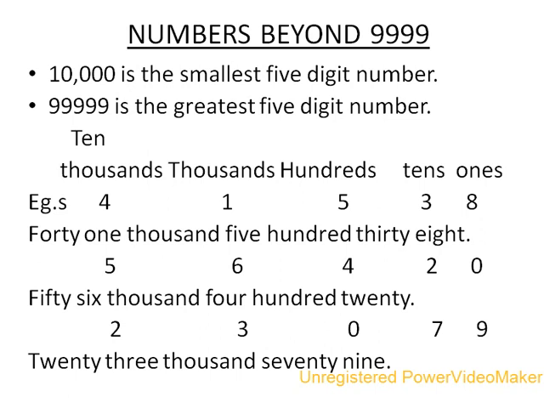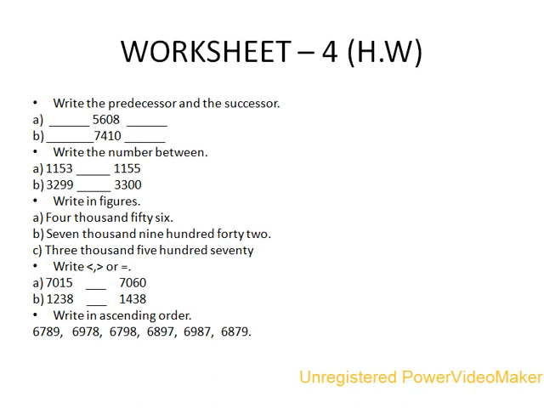Another example, 23079. So 2 is placed at the place of 10,000 and 3 at the 1000. So it has become 23,079, as there is no 100 in it. Set all together. You can see.